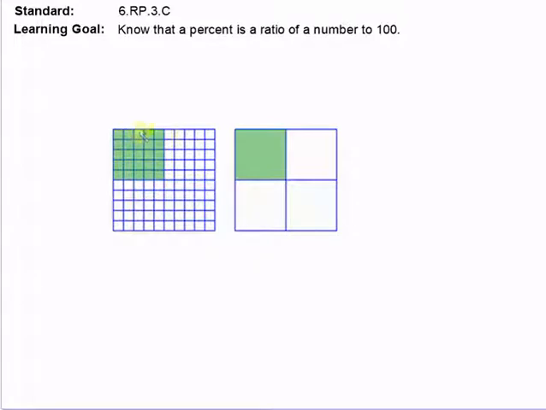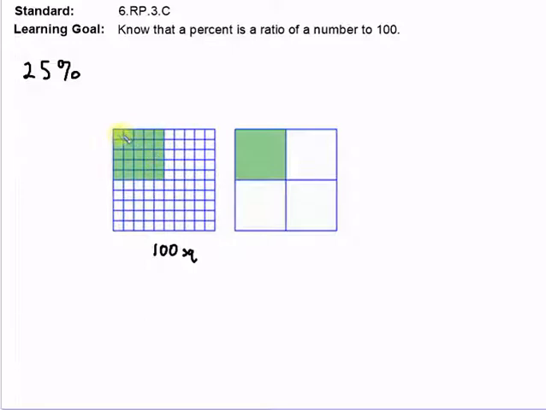So in this box we have 100 squares. You can see that this is 10 squares by 10 squares, so there are 100 little baby squares inside of our square here. Now if we wanted to see what 25% looks like, we would take 25 of the blocks out of our 100 and shade them.